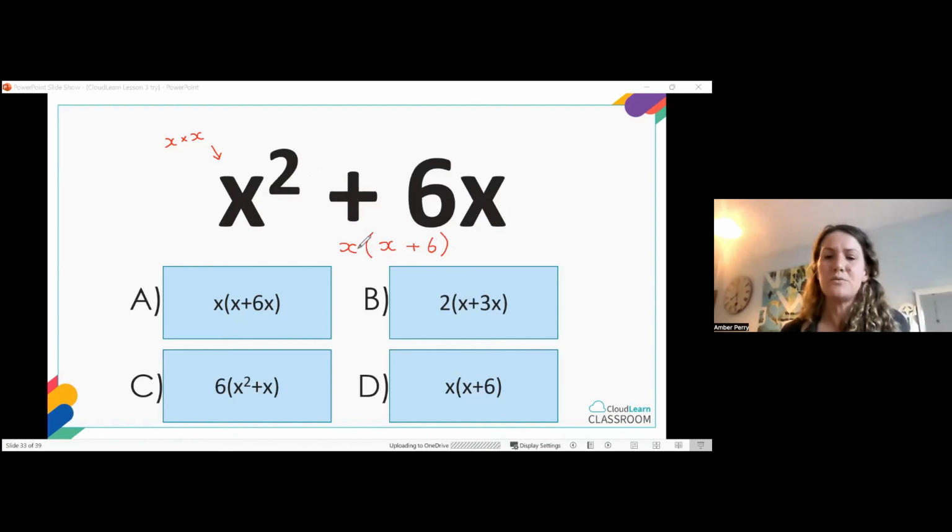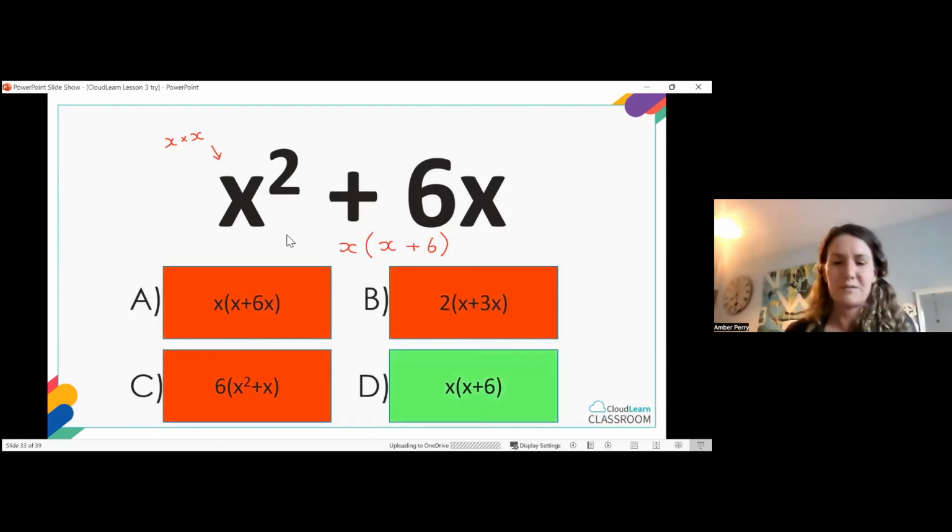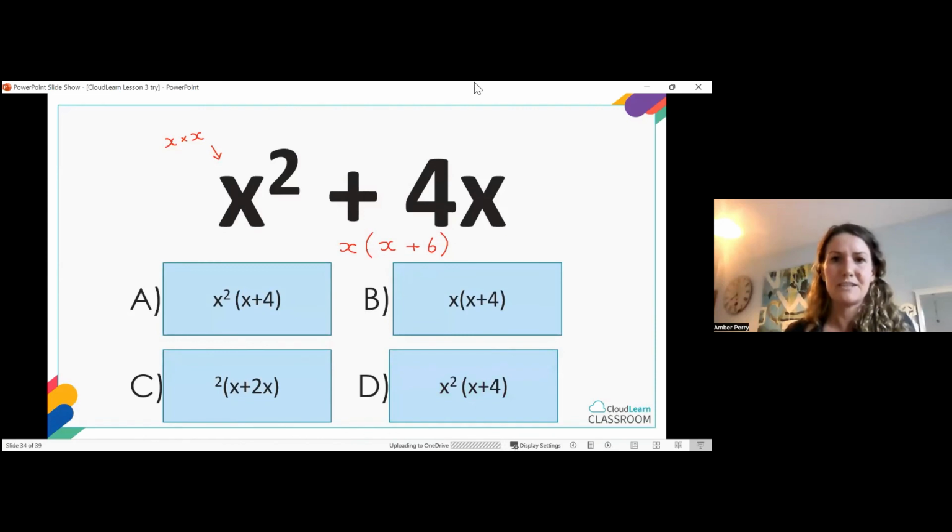Okay, you can always double check your work by actually going back and expanding it. So if you're not entirely sure, expand what you've done and see if you get the answer, because they are opposites of each other. So the correct answer there was D. All right, x times (x plus 6). Very similar one here. So let's have a go at doing this one.